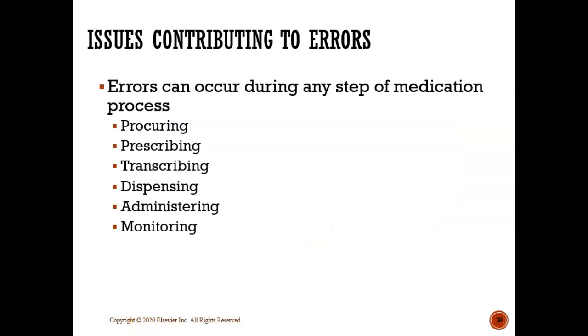So what are the things that cause or contribute to errors? Errors can occur during any step of the medication process: procuring, prescribing, transcribing, dispensing, administering, and monitoring. A lot of the times for us nurses, our focus is more on the administering and monitoring part, especially if we're going to be working in different acute care healthcare settings. This is where the nurses play a role, the administering and monitoring part.